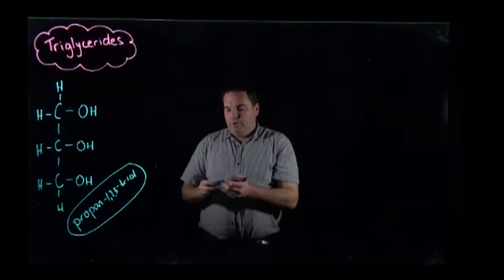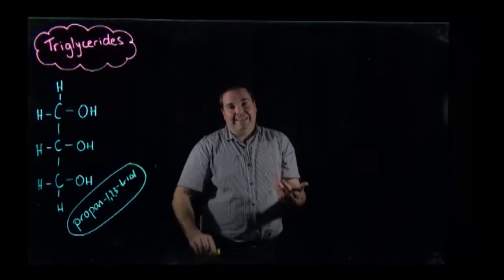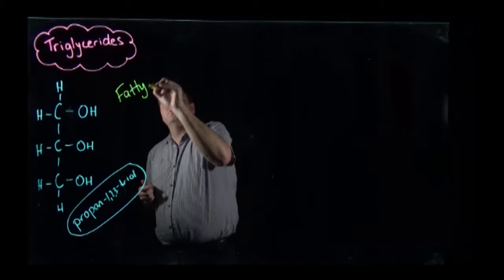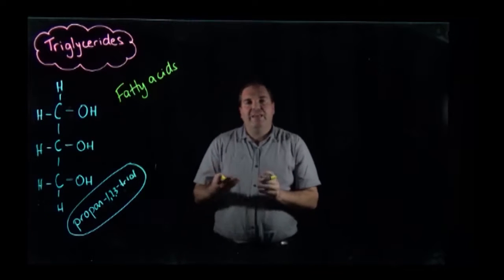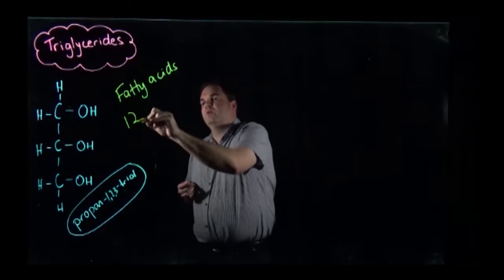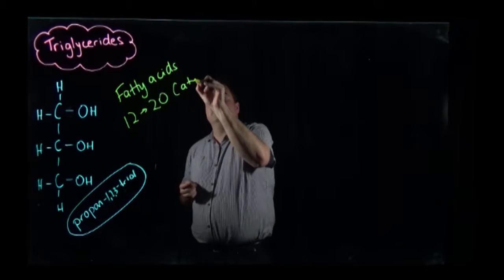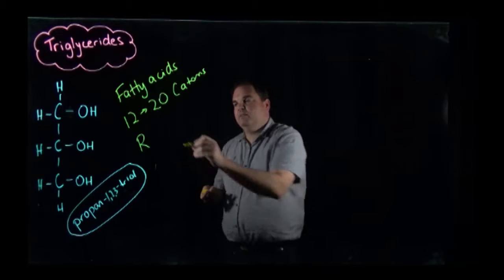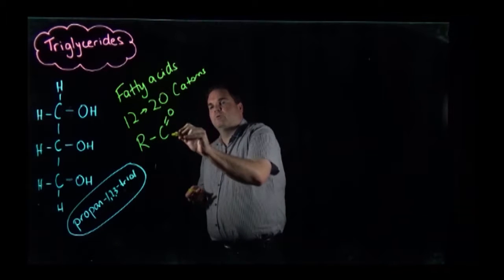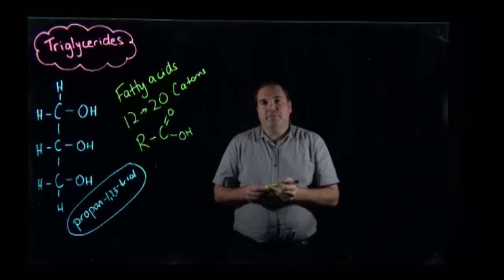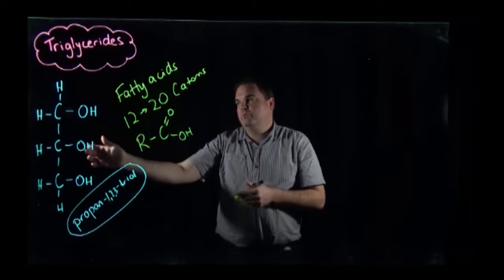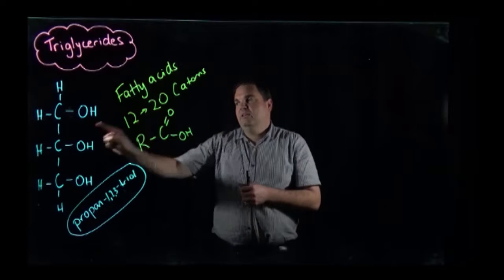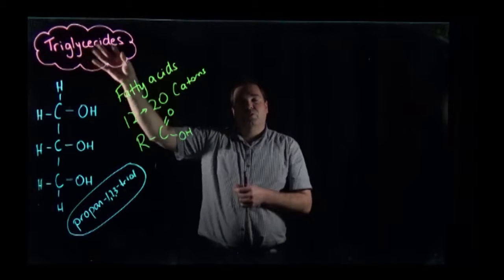Because we've got 3 alcohol groups here, we can bring in 3 what we call fatty acids. Fatty acids are the other thing that we use to make our triglyceride. Now, a fatty acid is characterized by 12 to 20 carbon atoms in length. So you've got a really long carbon chain, which we represent by R, and then you've got a carboxylic acid group on the end of it. That carboxylic acid group bonds to your 3 spots of your propan-1,2,3-triol, or your glycerol, and so we get 3 esters being formed, which is why we call them a triglyceride.